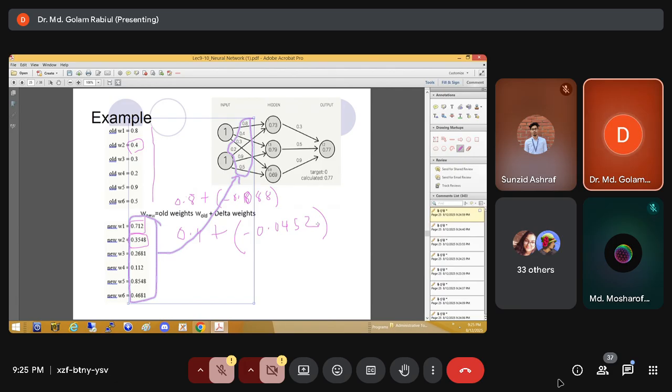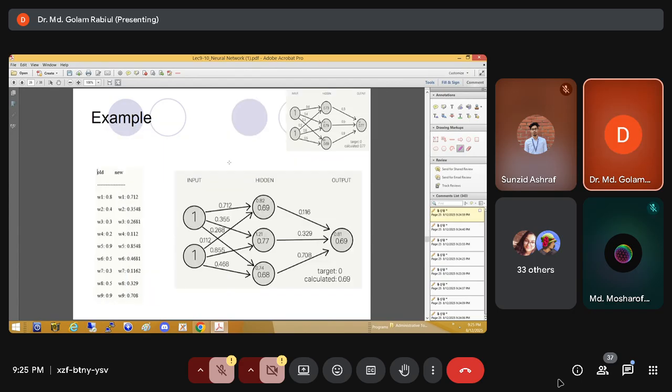Now we can start our second iteration, which again starts from forward propagation. What we have to do is utilize the new weights: these are the new W1 to W6, and these are our new W7 to W9. Utilizing those weights, we now apply forward propagation.